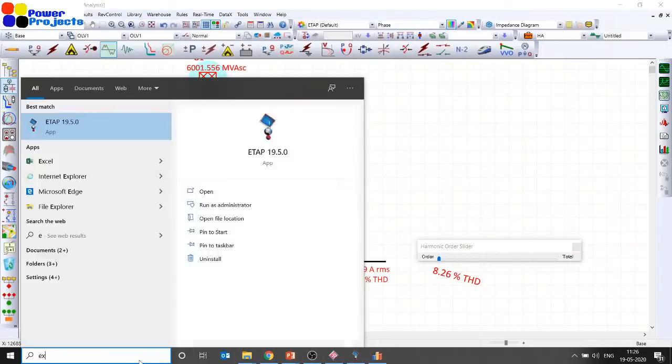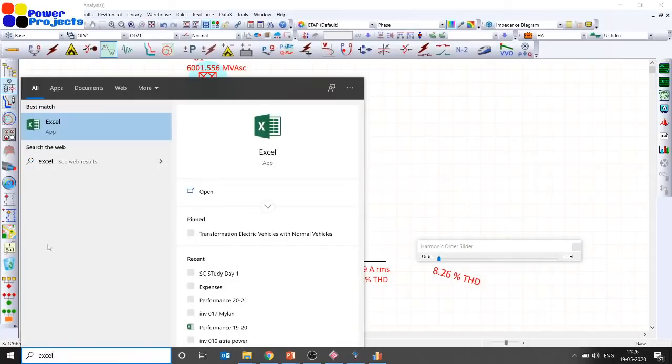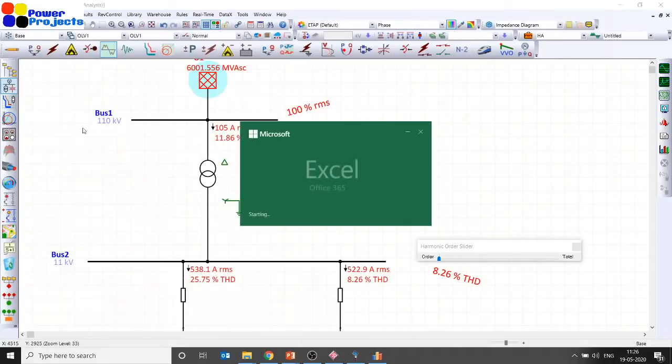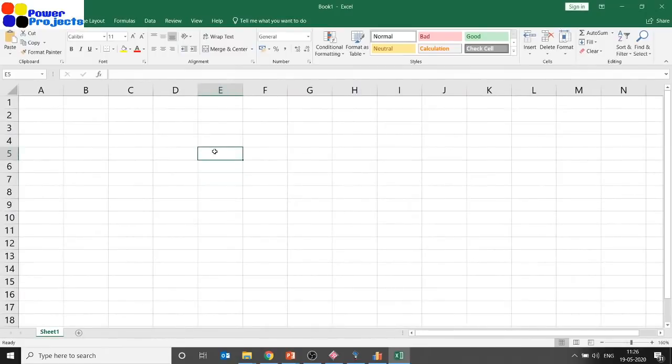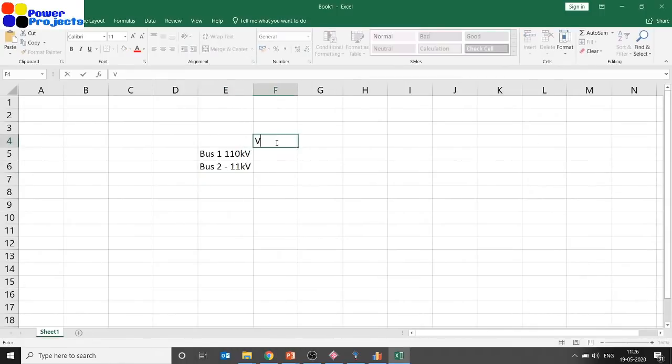So let me take an Excel sheet to tabulate these values for a comparison. Bus 1, that is at 110 kV, and bus 2, that is 11 kV. So let's compare both voltage THD and current THD. Let me take voltage THD and ITHD. ITHD is the current distortion, so let me put the THD suffix I. So that is current distortion.